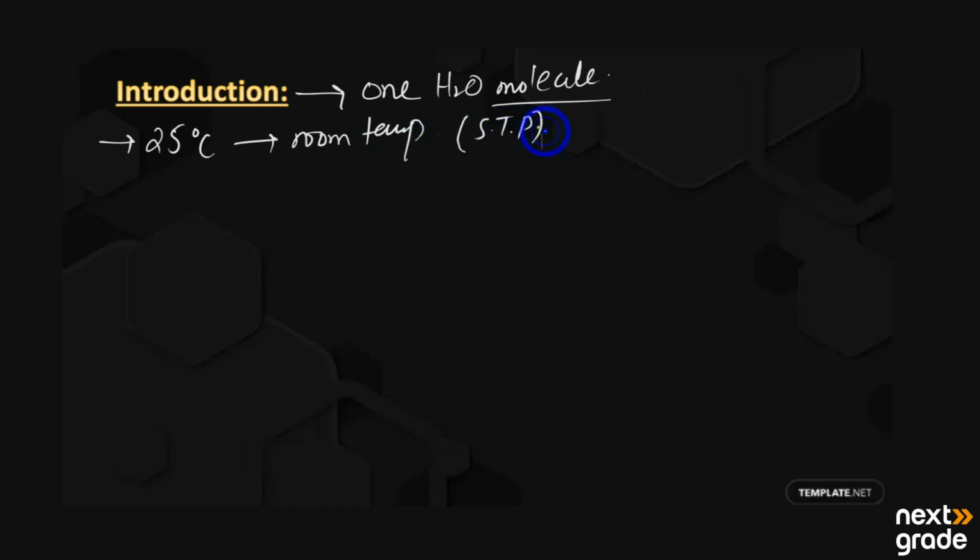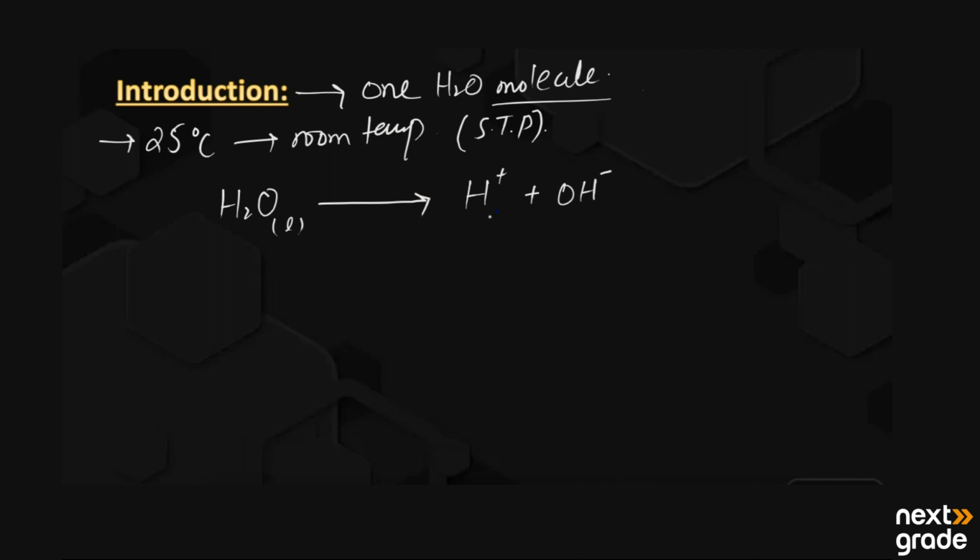So the reaction we have is H2O as a liquid dissociating into its ions as H+ and OH-, in aqueous solution. So if we need to write the equilibrium expression for this reaction, how can we write it?